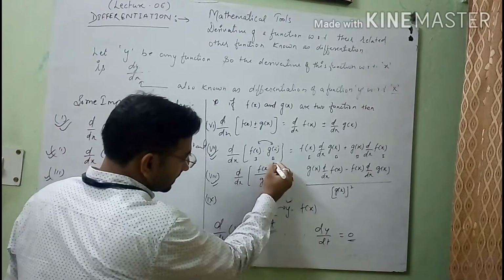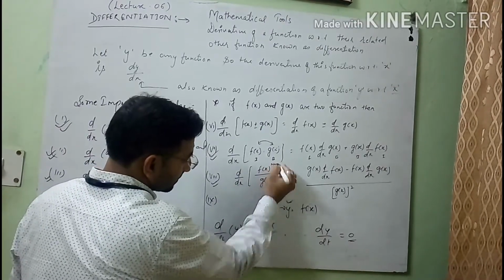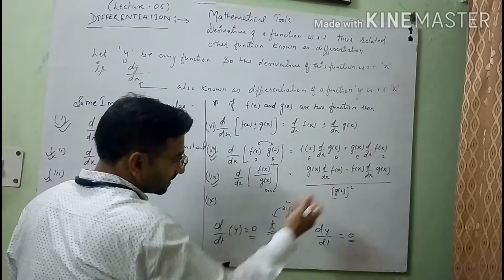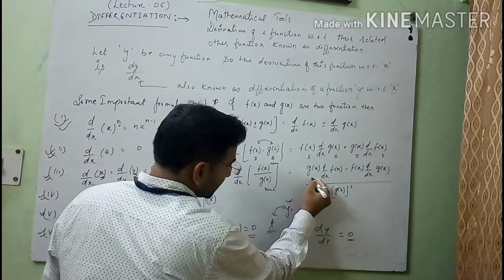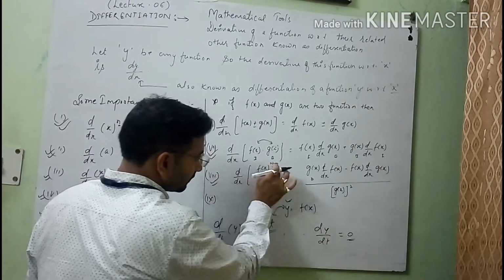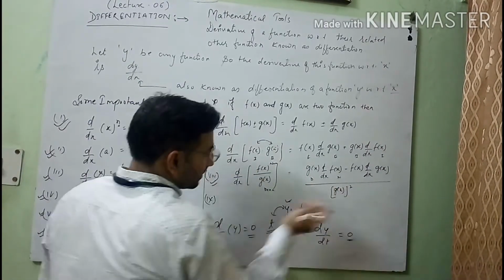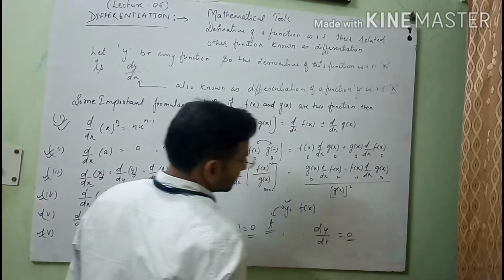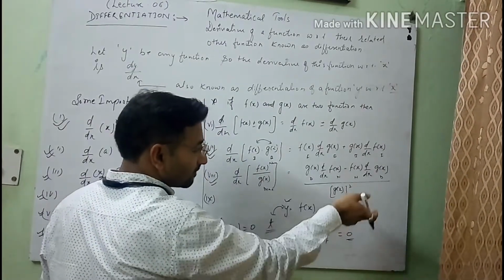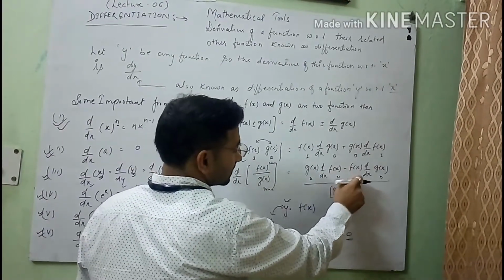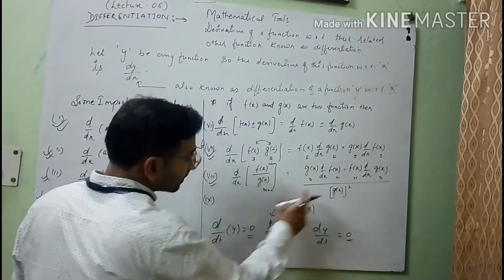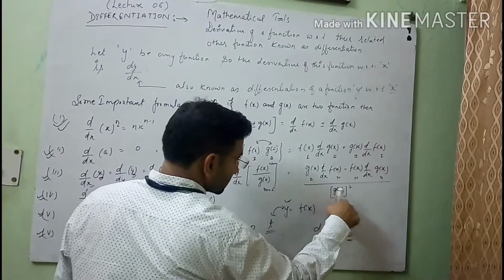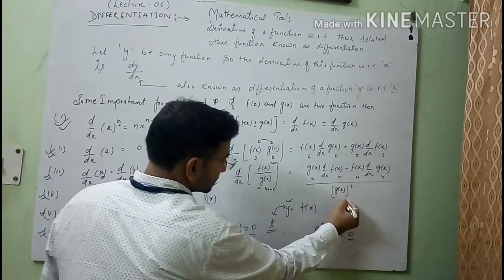In this type, see here, this is our numerator function, this is our denominator function. Clear? So how do we expand this type of question? We will write the denominator function first into the differentiation of the numerator function, then a negative sign, the numerator function into d upon dx of the denominator function. And in the denominator, what will we do? We will take the square of the given denominator function.